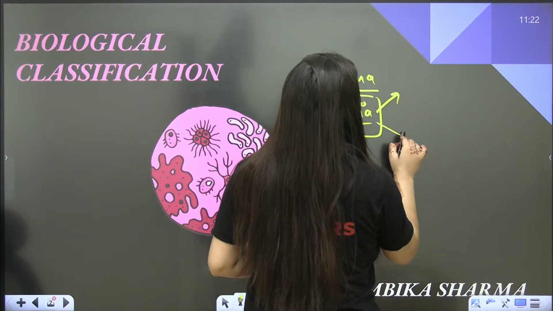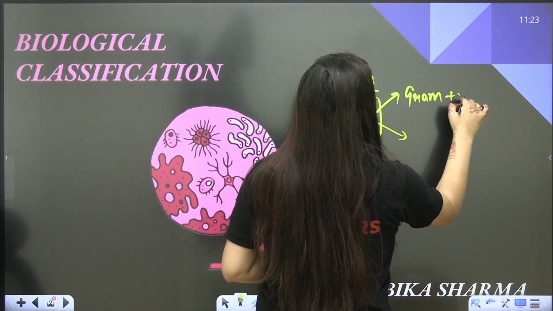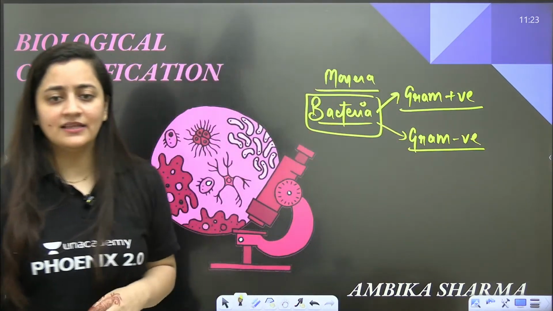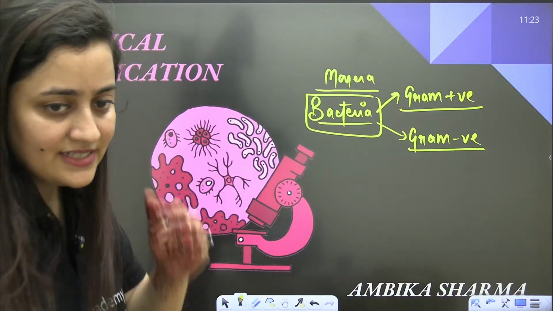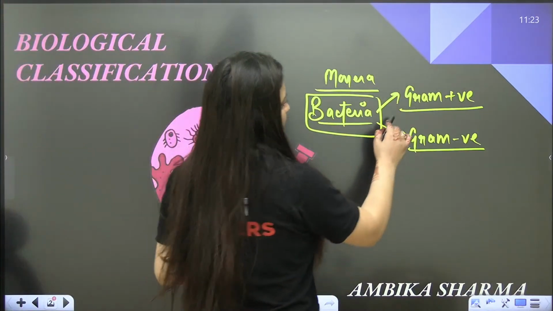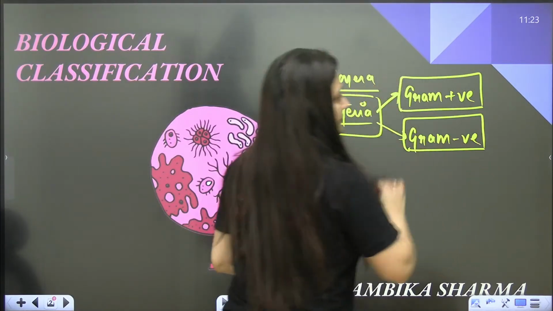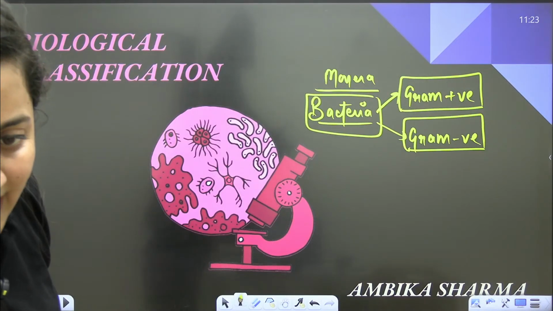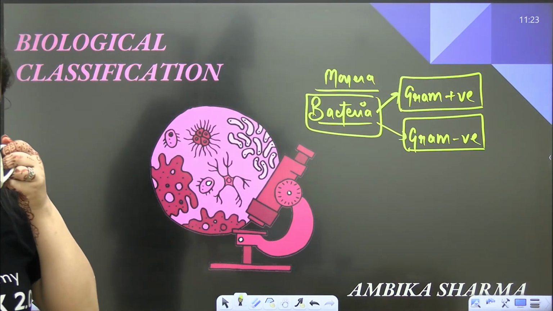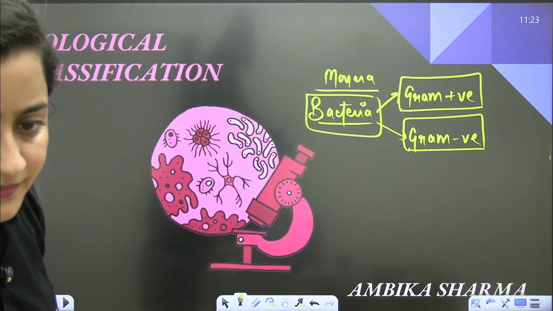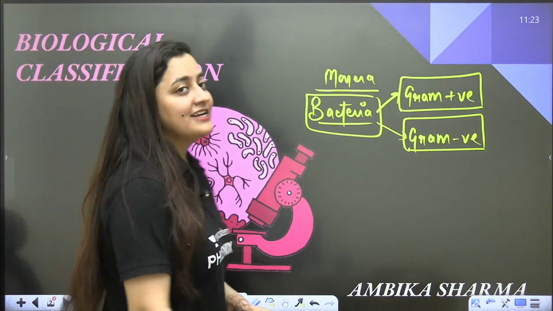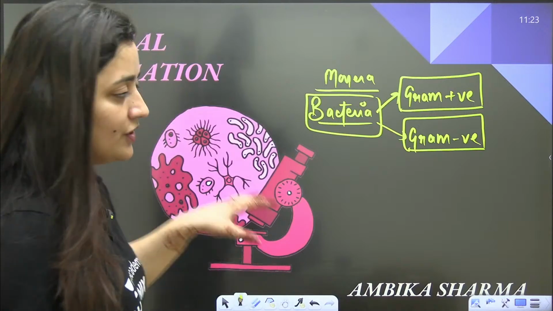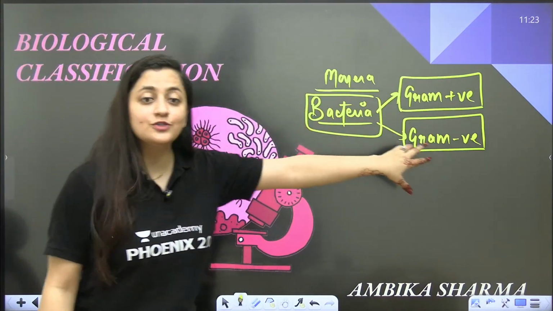And I gave you the homework: what is gram-positive bacteria and what is gram-negative bacteria. So anyone in the class who can answer this question? Gram-positive and negative bacteria. So that's what you have to answer. Okay, that was your homework.